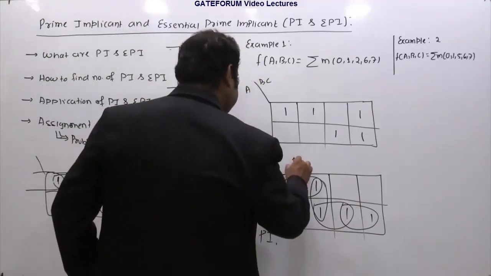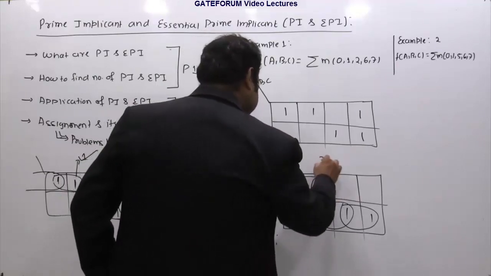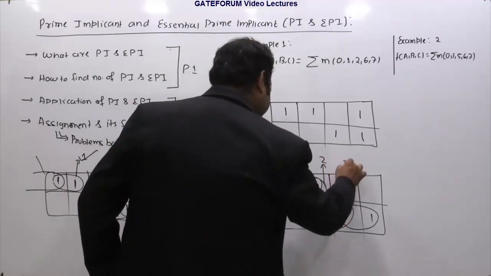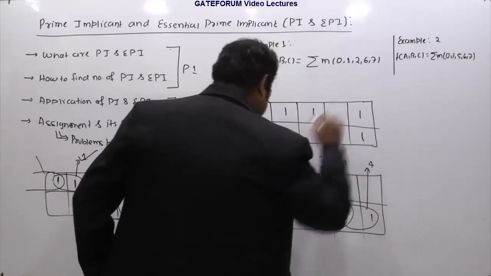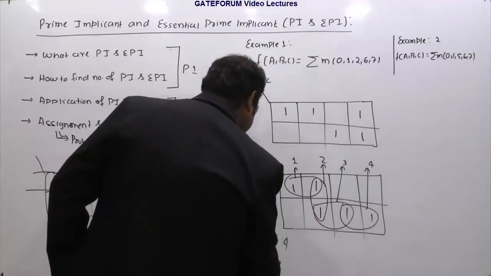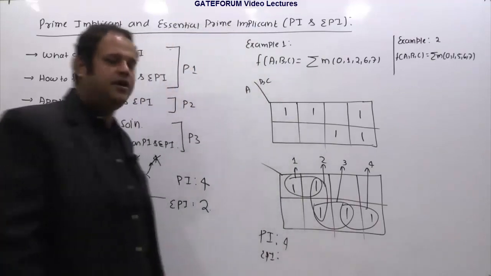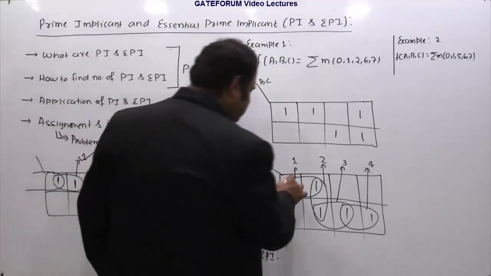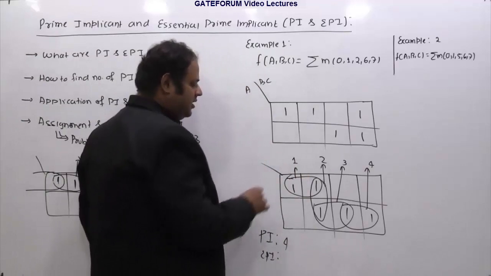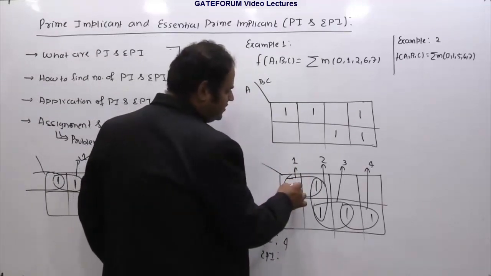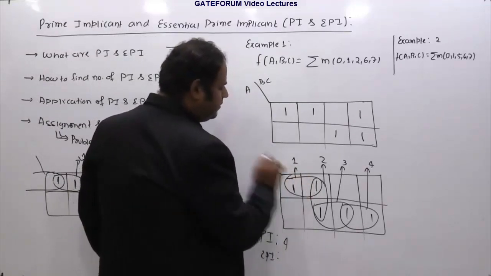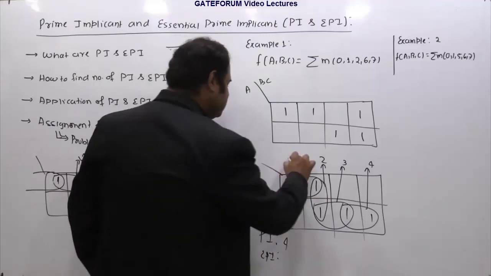So let's say this is group number 1, this vertical one is group number 2, this is group number 3, and this is my group number 4. So the number of PI is 4. Then my requirement is to get how many EPI are there, right? So I should check: is group 1 an EPI or not? Yes, out of 2 mean terms, this is one mean term which is not covered by multiple groups. So yes, group 1 is EPI.